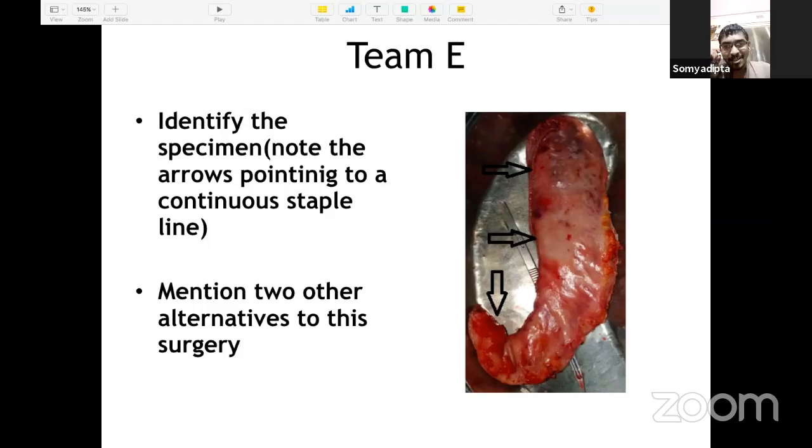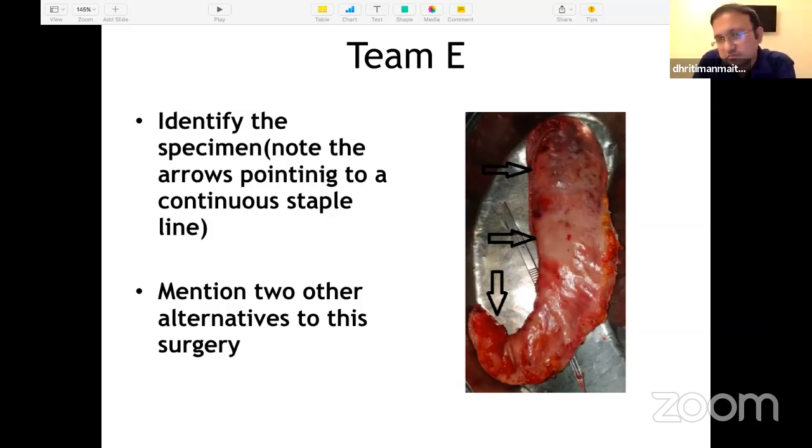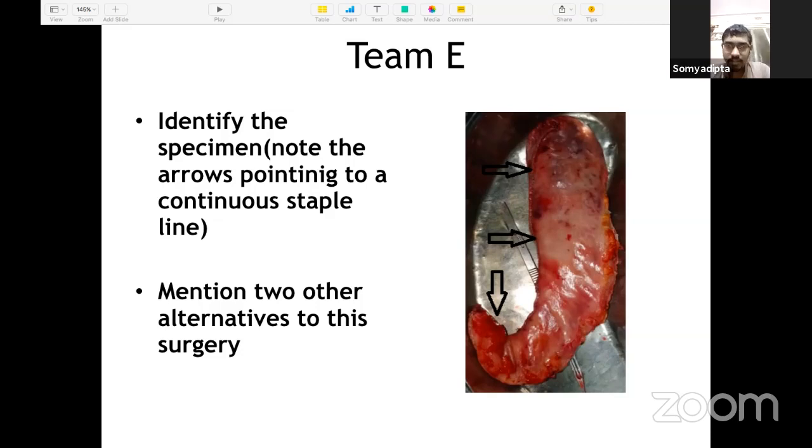Condition. Huh? The condition. Obesity, morbid obesity. Sleeve gastrectomy, and it can be gastric banding or Roux-en-Y gastric bypass. Yeah, okay. So since he answered with a hint, I give him 7.5.